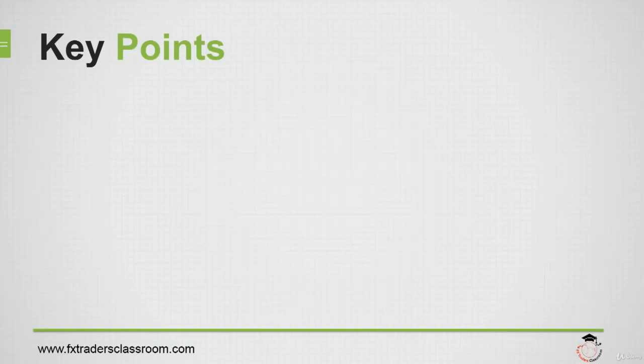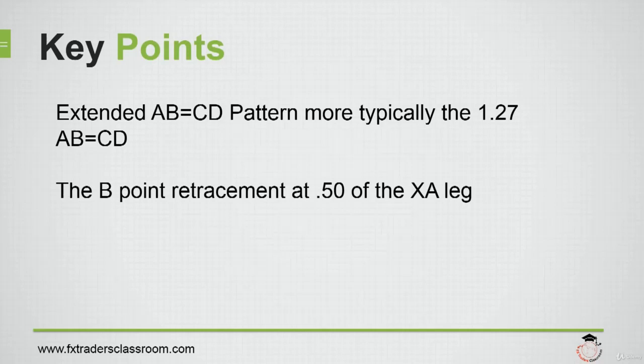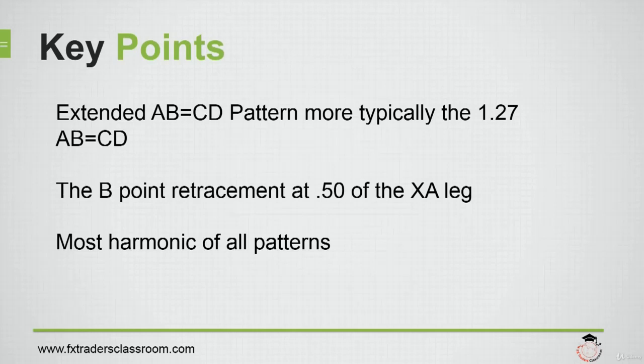To cap off this lesson, let's review the key points. First, there should be an extended AB equals CD pattern, more typically the 127 AB equals CD pattern. If you're having trouble with this, please refer back to the alternate ABCD pattern lesson. Second, the B point should come in at a 0.5 retracement of the XA. Remember, it can be a 382, but the 0.5 sets up much better. Finally, this is one of the most harmonic patterns of all patterns. This is why this is heavily traded in financial markets.